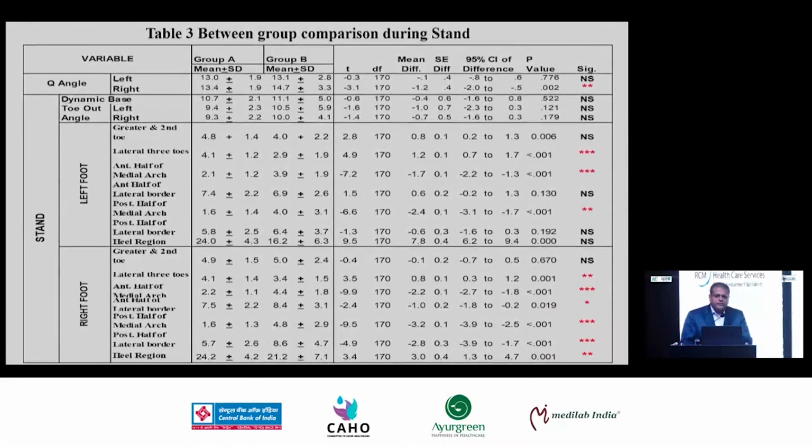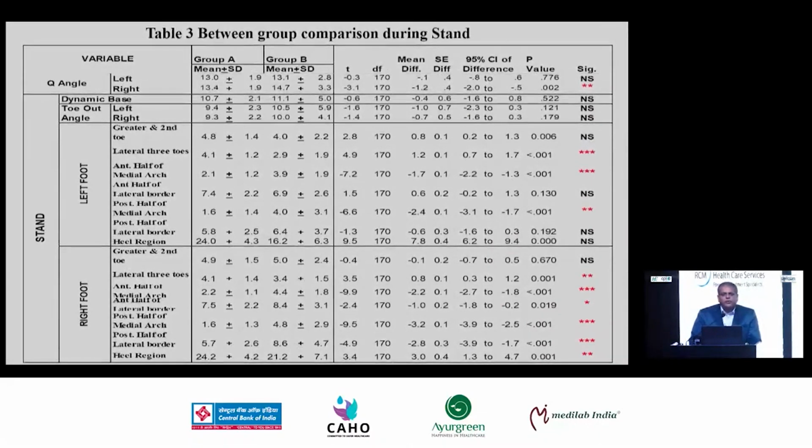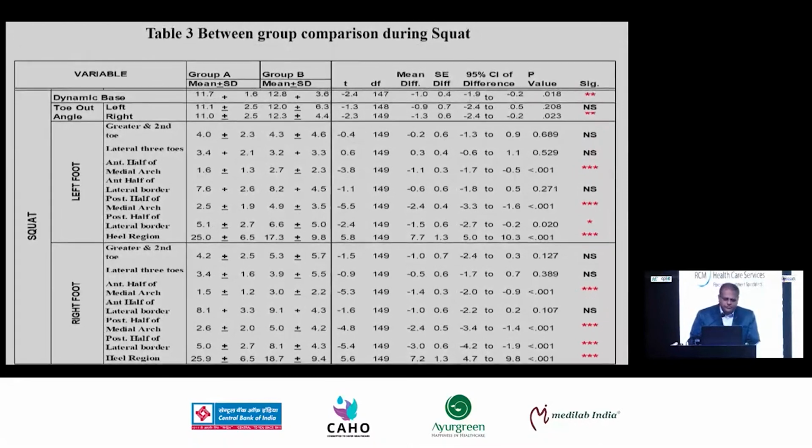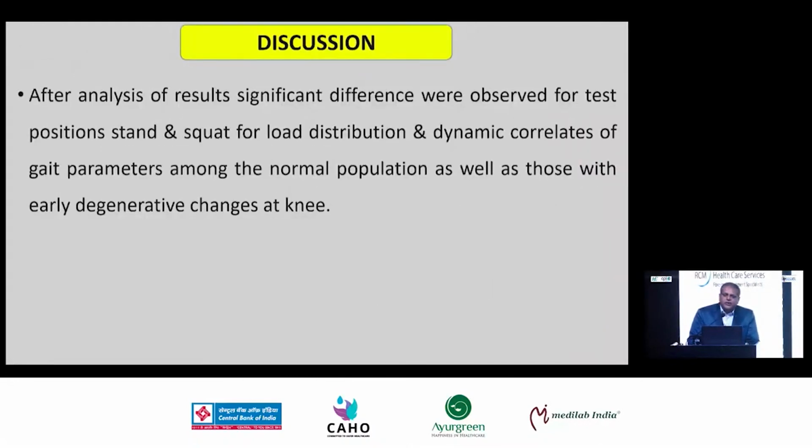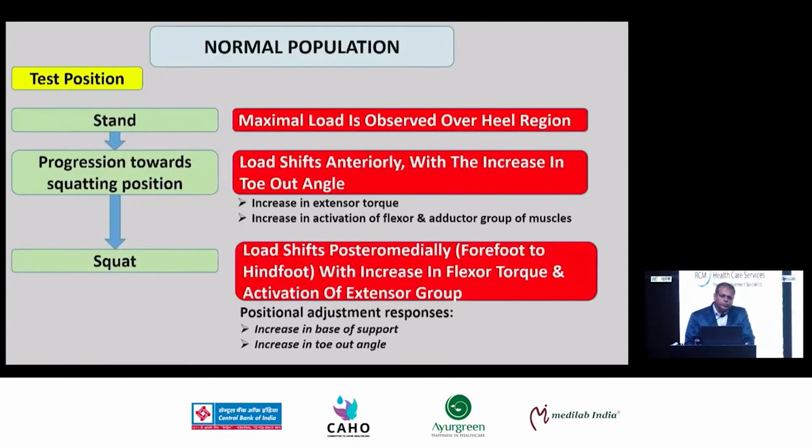On between-group analysis, the P value was significant only in the midfoot region, especially the anterior and posterior halves of the medial arch, and the heel region, during both stand and squat. After analysis, significant differences were observed between test positions, stand and squat, for load distribution and dynamic correlates. During the movement transition, it was observed that the maximum load was in the heel region.